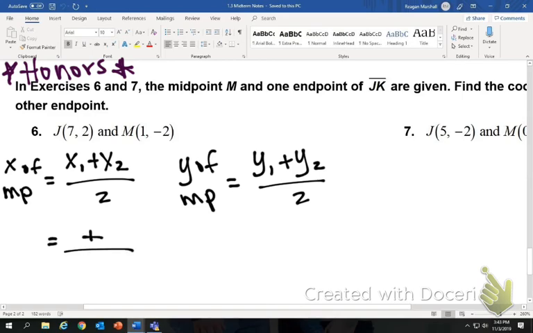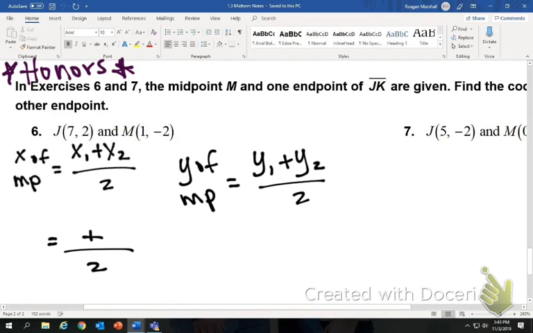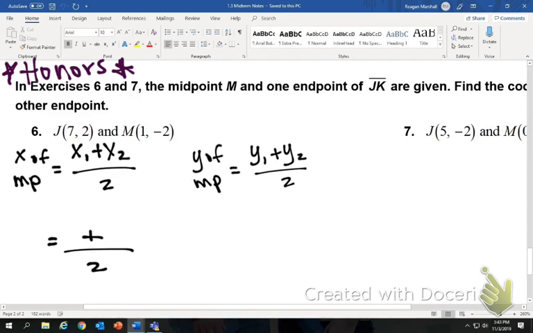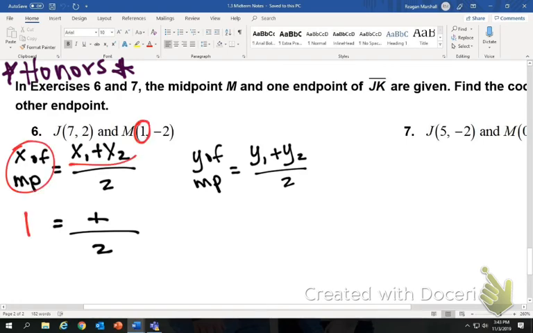So we're going to plug in everything that we know, and then we use algebra and we solve. Let's find the x of the midpoint, which is what's going to go here. X of the midpoint is 1. And then up here, you put the x of the endpoint that you're given. So the x of the endpoint we're given is 7. We don't know the other x, so we're going to put x. From here, we just solve.